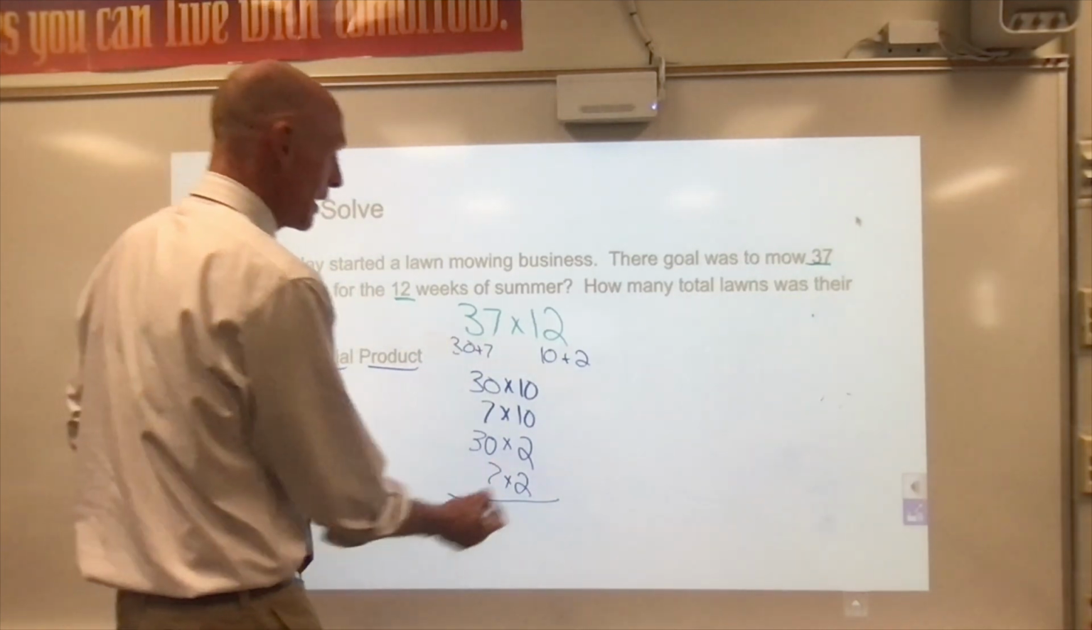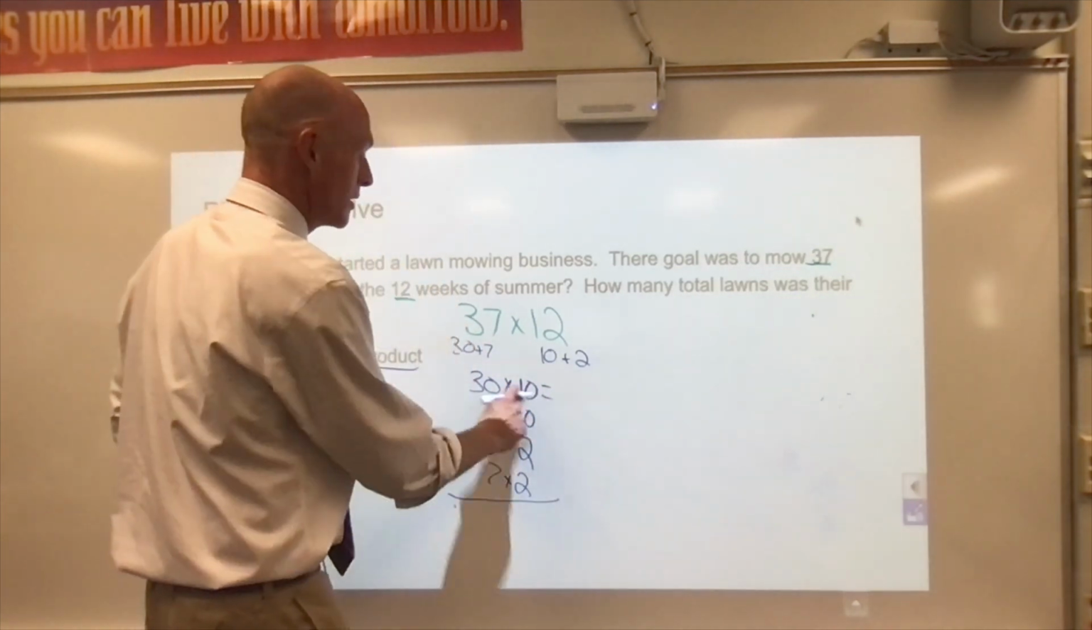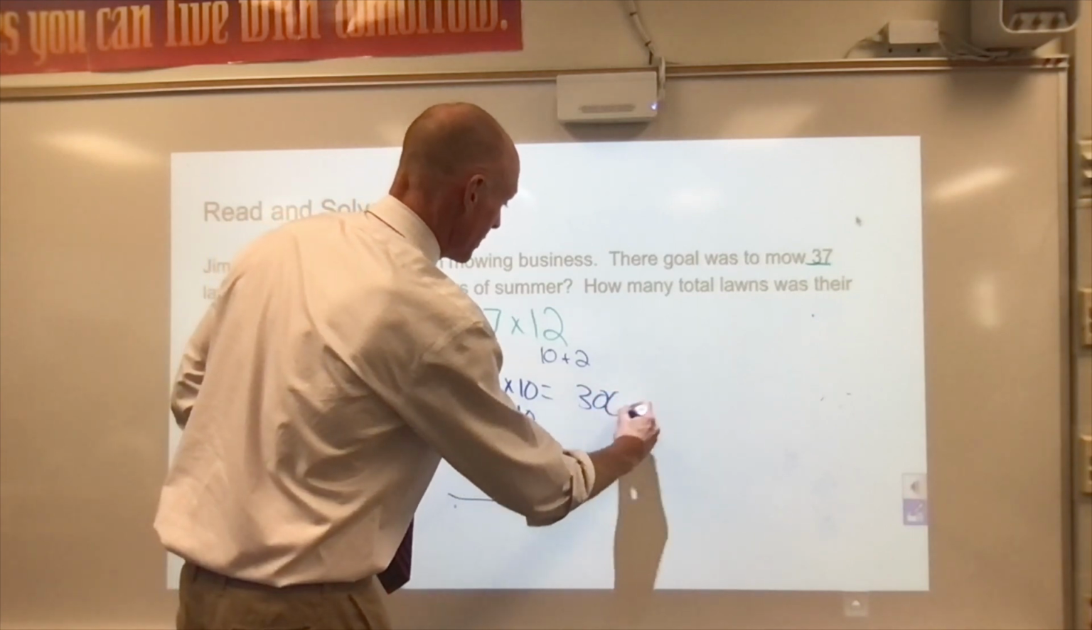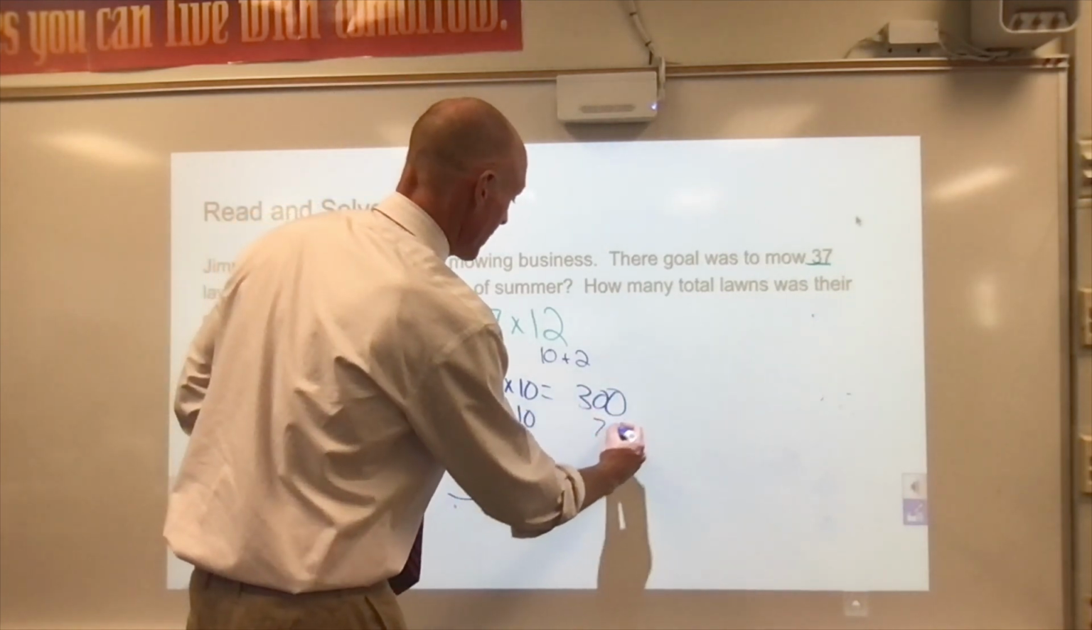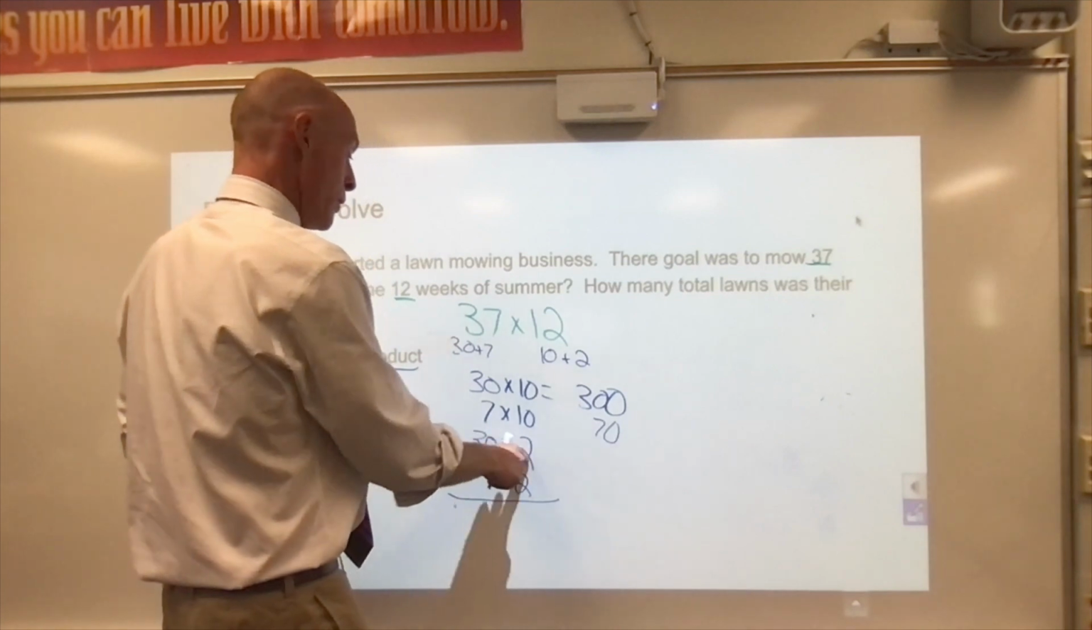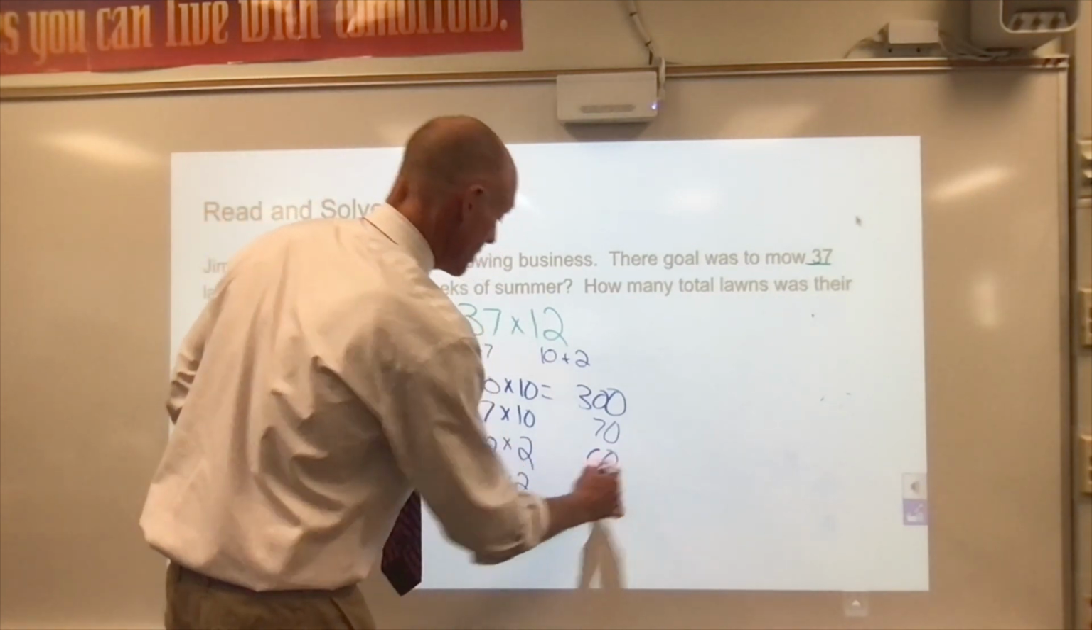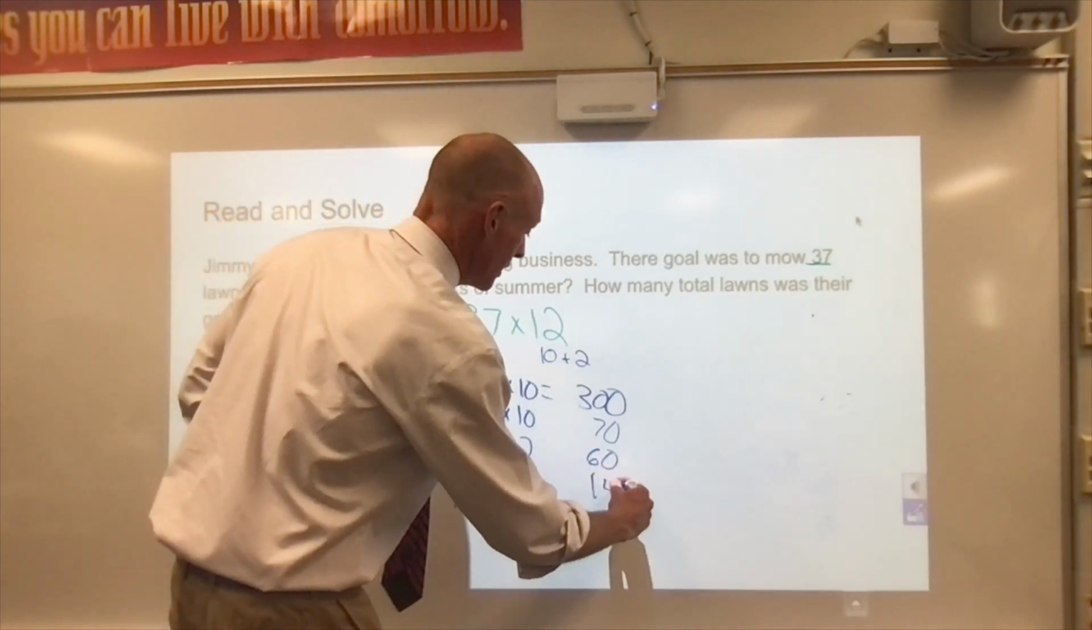Let's multiply these. 30 times 10 is 300. 7 times 10 is 70. 30 times 2 is 60. 7 times 2 is 14.